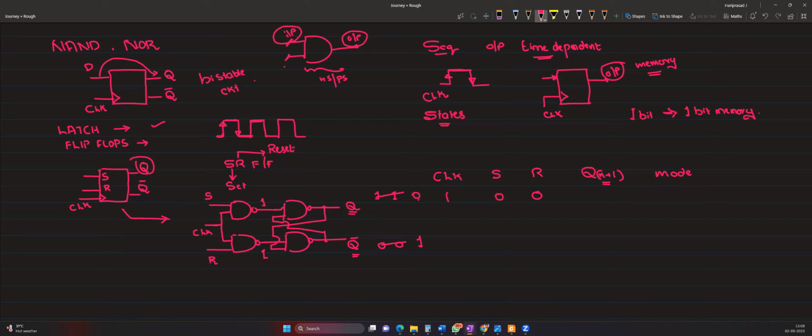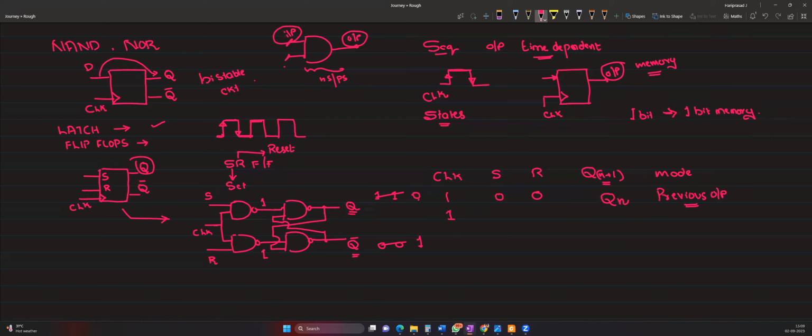Yes. So for that purpose, Qn plus 1 will remain Qn, the same. It doesn't change. So this is nothing but my previous output mode. Whatever the previous output was, that itself will come as the output.